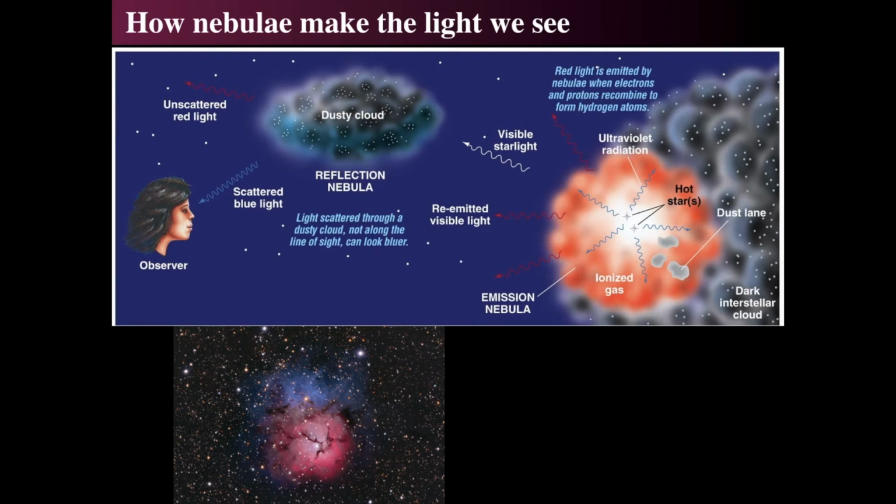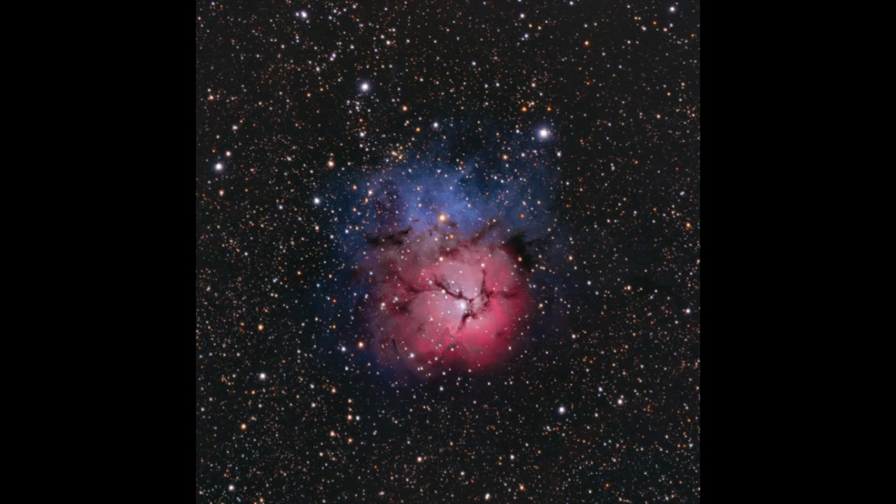More like it scatters the blue light in many directions, and we see it as blue. But the red light doesn't get scattered toward us, so we do not see that light. All right. So this gives us a really good impression of what the Trifid Nebula is doing.